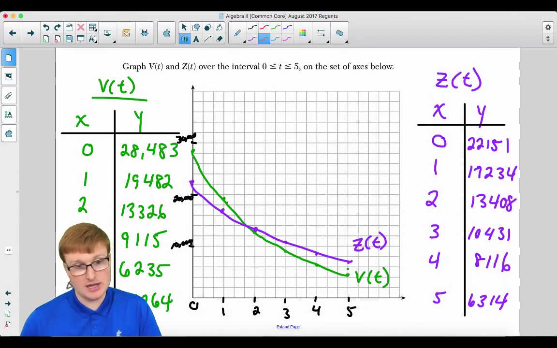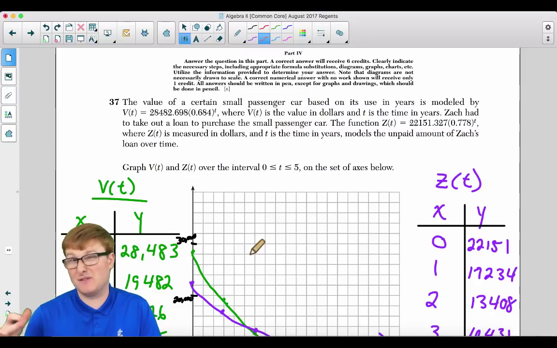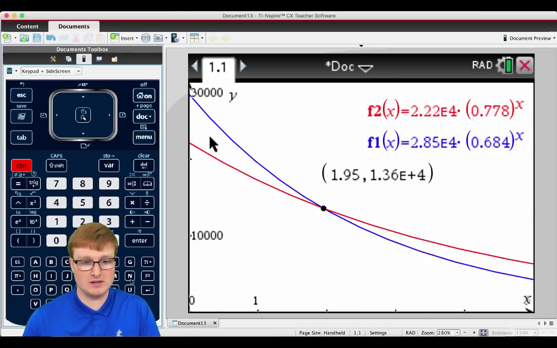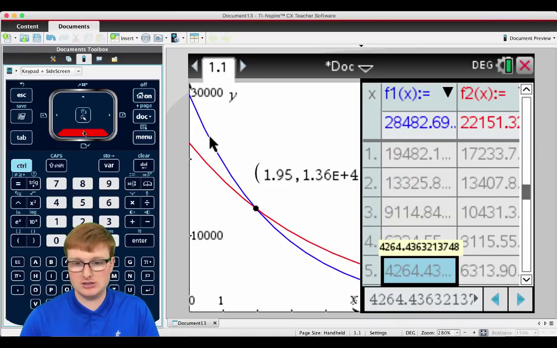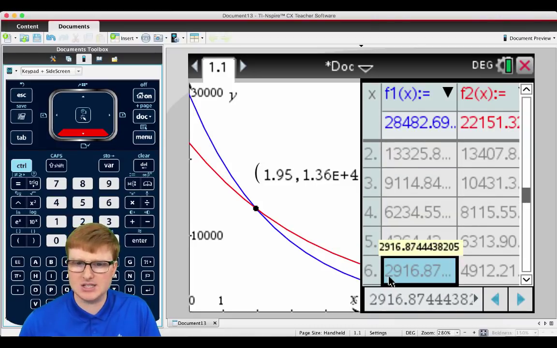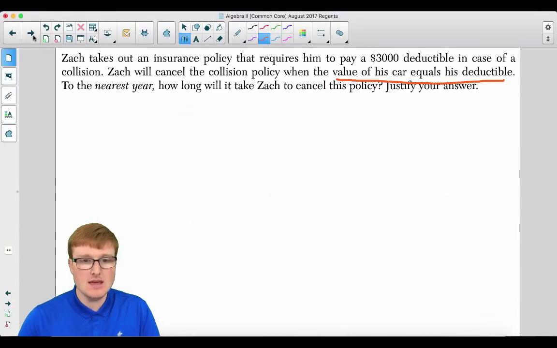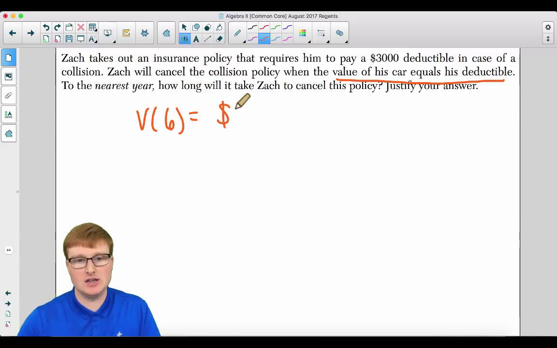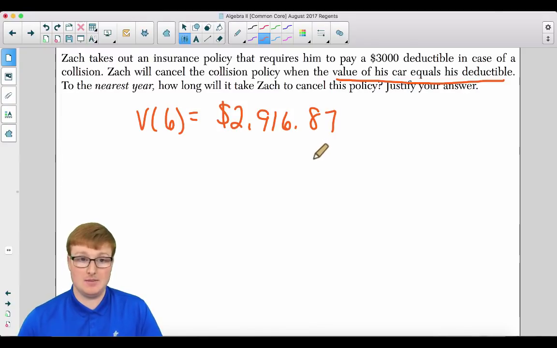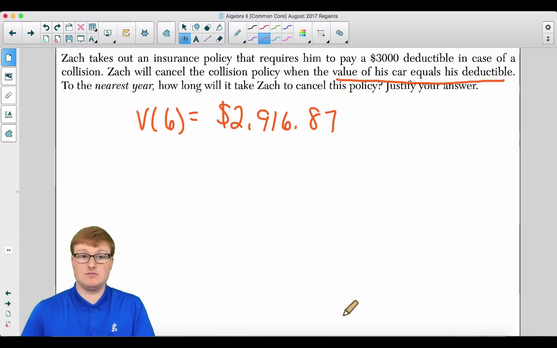Well, I'm looking over here on my table of values. After the 5th year, it's about 4,242. I'm going to go to my graph page real quick and click Control T. It's the blue function. Go down to 6. Ooh, wait a minute. After the 6th year, his car is $2,916 now. That's below $3,000. So basically what you're going to say is, V of 6 is actually $2,916.87. Well, how many years will that take? Well, that's technically 6 years that went by.